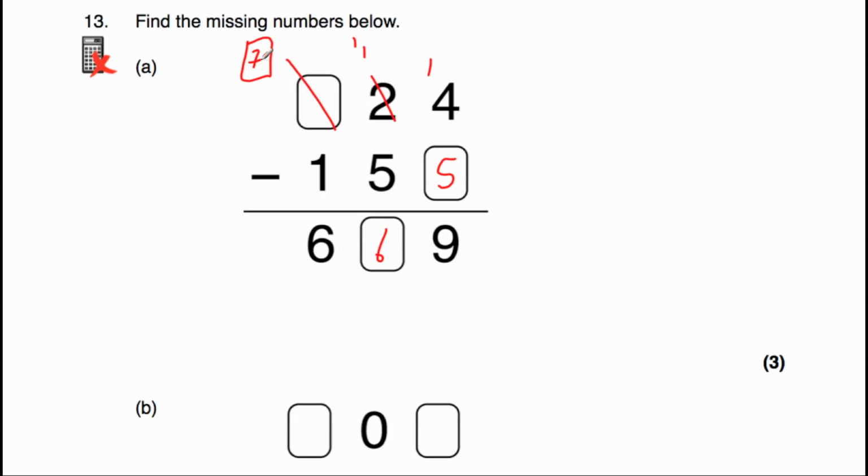So that means that the number we would be left with would have been 7, because 7 take away 1 is equal to 6. But we have borrowed from that one, so that means there must have been an 8 in there. So the answer would be 824 take away 155 is equal to 669. Okay, let's have a look at our next question.